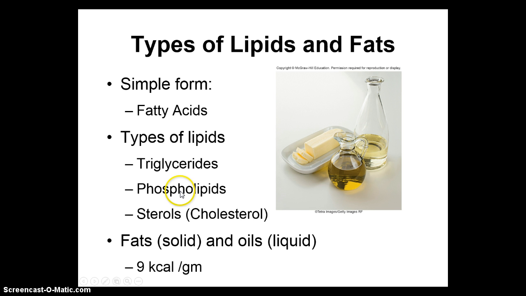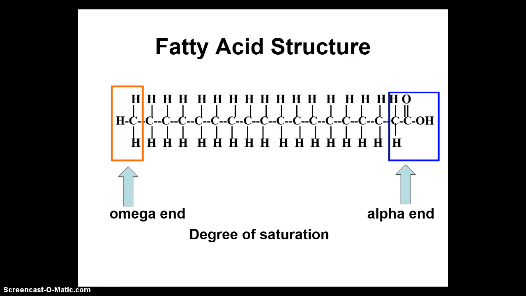Another form of lipids are called phospholipids, and what this just means is the phospho is phosphorus attached to the lipid, and what it does is it makes this a water-soluble version. I'll show you a picture of it later. And then lastly, we have the sterols, an example of which would be cholesterol.